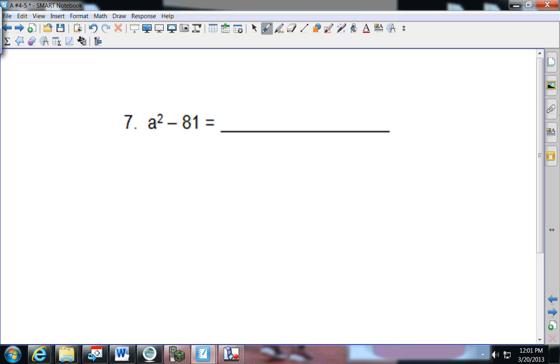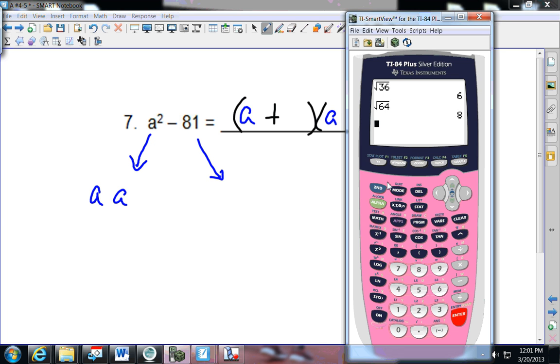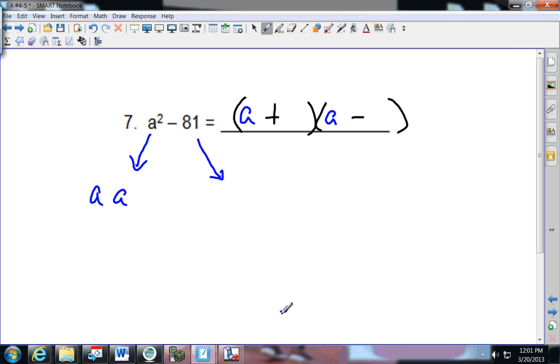Number 7 is again the difference of squares. There's 2 terms, so you're going to have a plus and a minus. A squared splits up as A and A. 81, again, I can go in the calculator, put in there second, the x squared, 81, press enter. 9 and 9. So I have 9 and 9. And there are my factors.